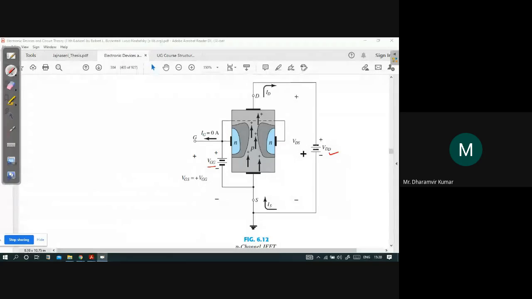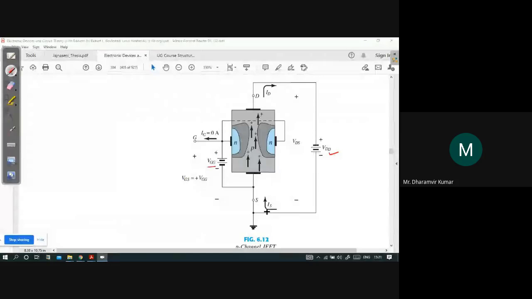The negative polarity of VDD is connected to the drain, and the positive polarity of VDD is connected to the source terminal. Okay, and we have this VDS voltage that appears between the drain and the source, so we name this as VDS. Similarly, we can have VGS, which is the voltage drop that appears between the gate and the source terminal. The source is again grounded.